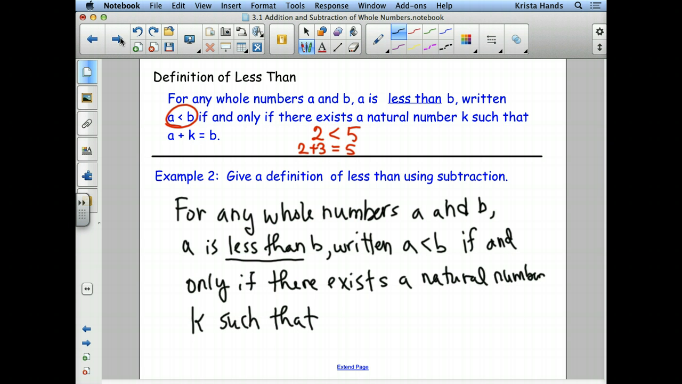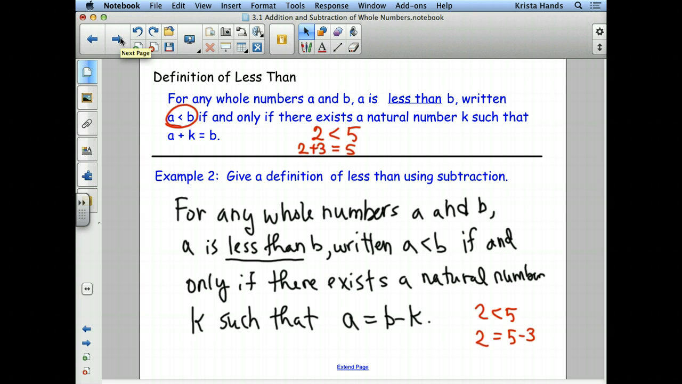I'm not supposed to have A plus k equals B to make this work. What should I have instead? I can take the k and subtract it from the larger value instead. So, to keep the order the same, I'm going to write it like this: A is equal to B minus k. With the numbers I used before, of course this makes sense. If I had 2 less than 5, this is what we mean by less than, because I could take the number 3 away from 5 and end up with a 2 on the other side. So we can define it either direction, and it makes sense. This is what we mean by less than.